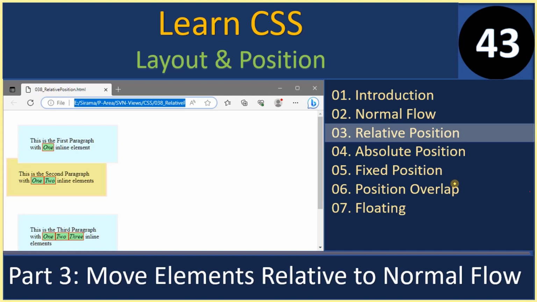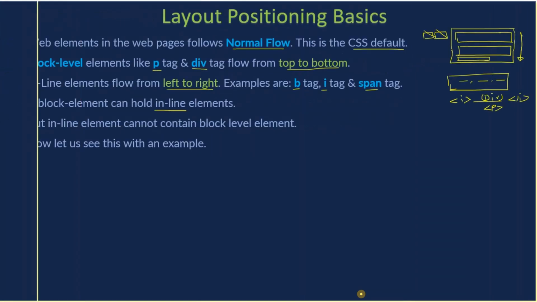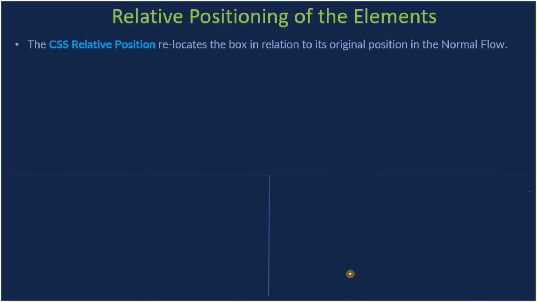In this video, we will look into relative position. So using relative position, we can move elements relative to the normal flow. The CSS relative position relocates the box in relation to its original position in the normal flow.